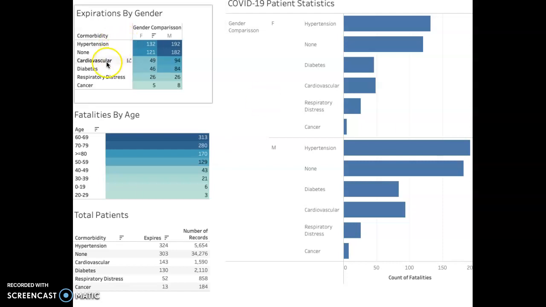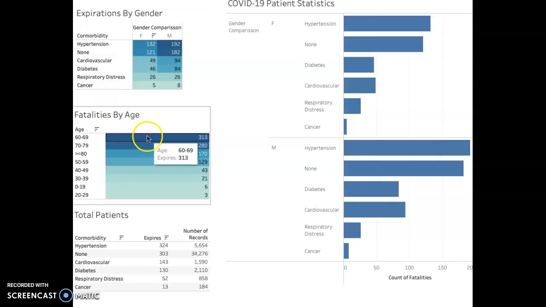There were some explorations with cardiovascular patients, patients with diabetes, patients with respiratory distress, COPD, stuff like that. Surprisingly, the lowest were cancer patients as well. Cancer patients were considered during our research to be the highest amount of patients that would actually succumb to COVID-19 due to their immune system being compromised, but in actuality, from our data, it was not. We also looked at the age of individuals.